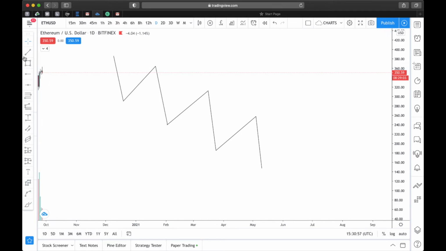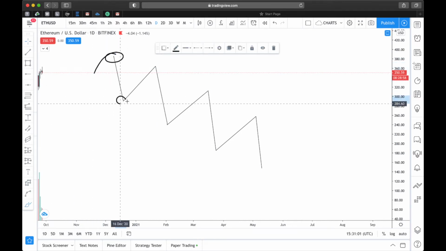We have a high here and we have a low here. But remember, this is a downtrend. We don't need to be seeing higher lows and higher highs. Now we want to be seeing lower highs and lower lows, lower swing highs and lower swing lows. So this is high, this is low.